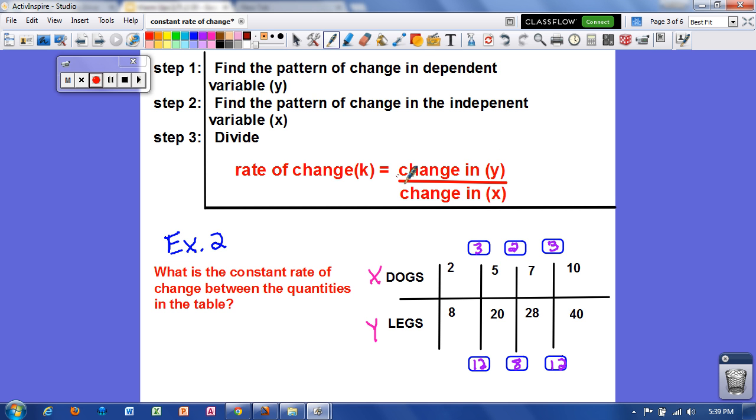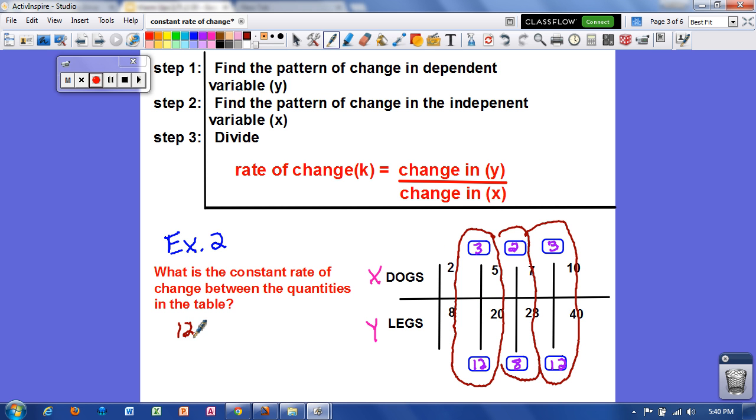You're still going to take your change in Y and divide by your change in X, but you're going to have to do that for each one. So this is a set, this is a set, and this is a set. So I'm going to take 12 divided by 3, which we know equals 4. I'm going to take 8 divided by 2. That also equals 4. And then 12 divided by 3 would just again be 4.